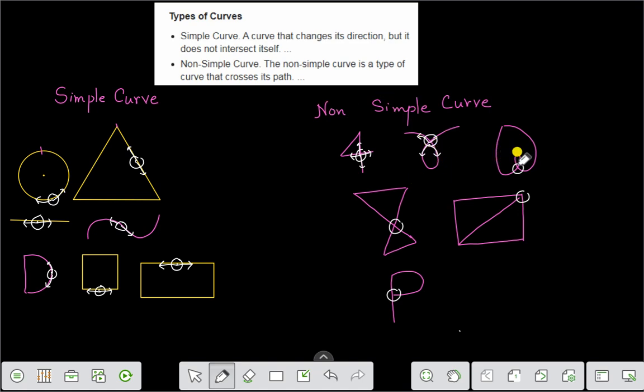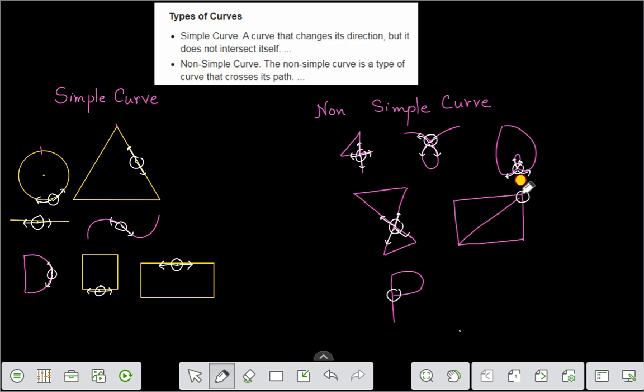Here also at this point you can move either in this direction, or you can move in this direction. You can move in this direction, and you can also move in this direction. That means there are four directions in which you can move. That means this is a non-simple curve. Take this point here, right? Here also you see from this you can move in this direction. You can move in this direction. You can move in this direction, or you can also move in this direction. That means there are four directions in which you can move. That means it is a non-simple curve.